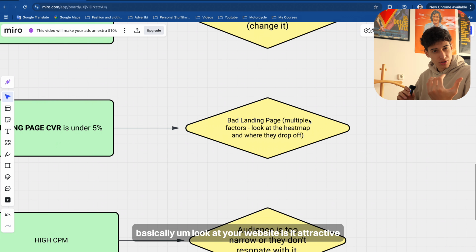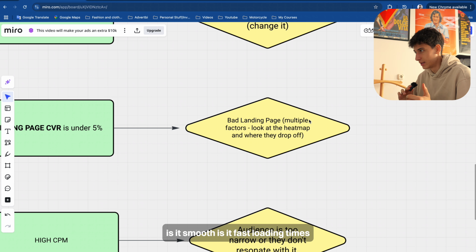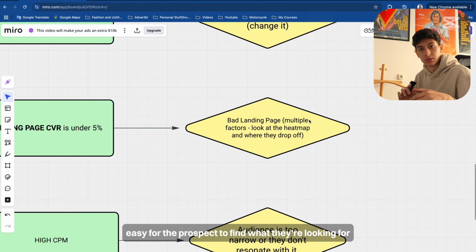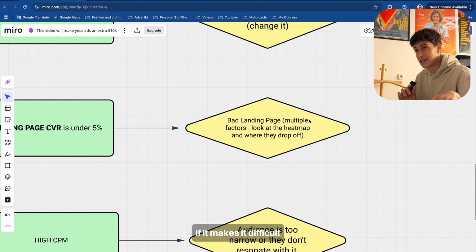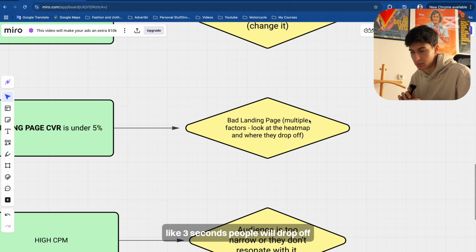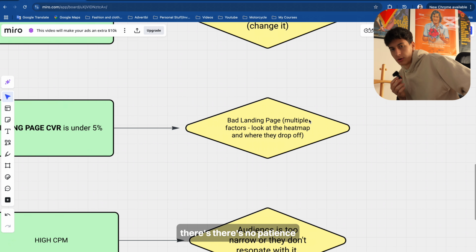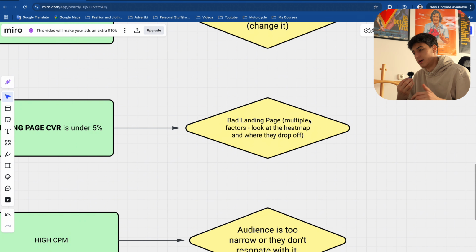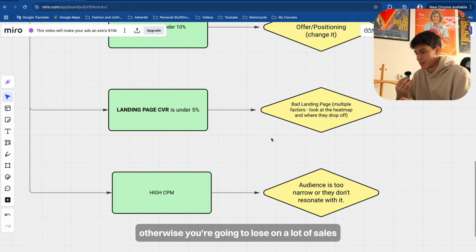Look at your website. Is it attractive? Is it smooth? Does it have fast loading times? Do you have everything that the website needs to have? So it makes it easy to navigate, easy for the prospect to find what they're looking for. If it makes it difficult, if you add bumps throughout the funnel, throughout the journey, people will drop off. And it happens so easily. Everything has to be perfect nowadays, because if your website doesn't load within like 3 seconds, people will drop off. There's no patience. People don't have patience anymore. You have to make everything extremely perfect, otherwise you're going to lose a lot of sales.